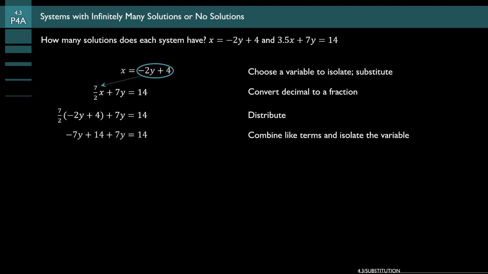So then we combine like terms. Well, negative 7y plus 7y is 0y, so we just get rid of the y's, and all we're left with is 14 equal to 14. This is a true statement. We do know that 14 is equal to 14, and since we don't have any variables left, we know that this has to be infinite solutions because we got a true statement when we work this problem out.